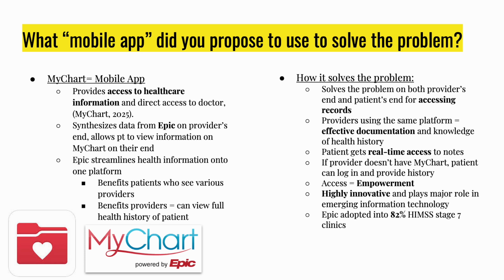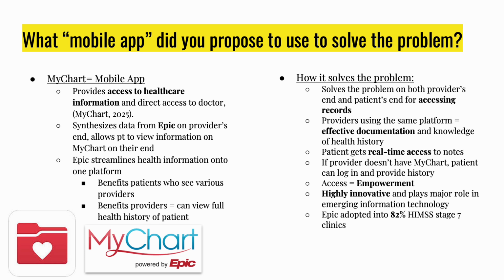What MyChart does is that it synthesizes data from Epic. Epic is an electronic healthcare record on the provider's end in which they log their clinical data, and it allows the patient to view the health record on their device through MyChart. By utilizing Epic as the primary electronic healthcare record system, it becomes streamlined onto one platform. So it not only benefits patients who can see various providers and specialists, but those various providers are also able to view the full health history of the patient as well.